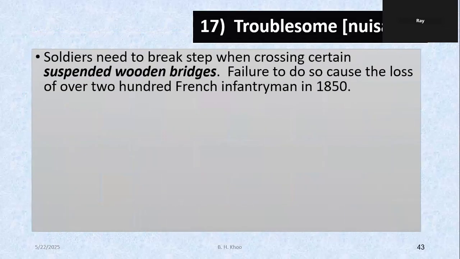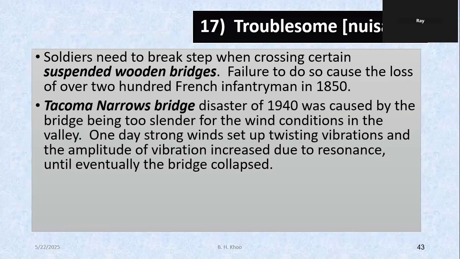Troublesome. Soldiers need to break step when crossing certain suspended wooden bridges. Failure to do so would cause the loss of over 200 French infantry in 1850. Tacoma Narrows Bridge disaster in 1940 was caused by the bridge being too slender for wind conditions in the valley. When they built the bridge, they didn't use a model and a wind tunnel. So when the wind blows at the right frequency, the bridge oscillates.